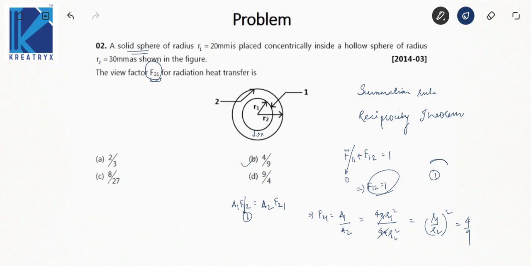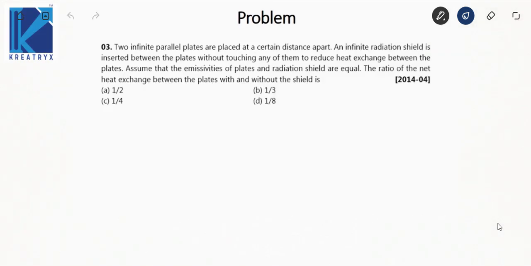Let's move on to the next question. Two infinite parallel plates are placed at a certain distance apart, and an infinite radiation shield is inserted between the plates without touching any of them to reduce heat exchange between the plates. This is the important line: assume that the emissivities of plates and radiation shield are equal. The ratio of the net heat exchange between the plates with and without the shield is. You must have encountered these types of questions.